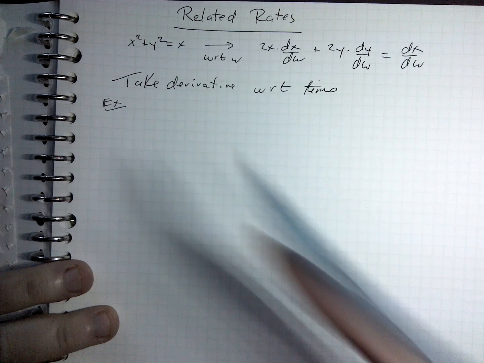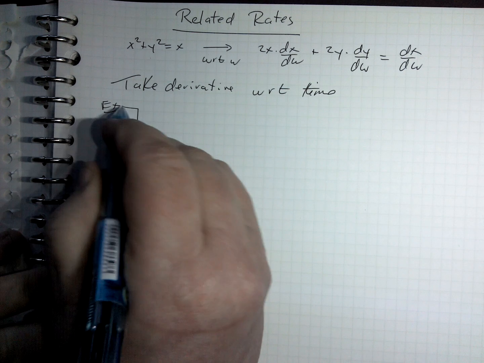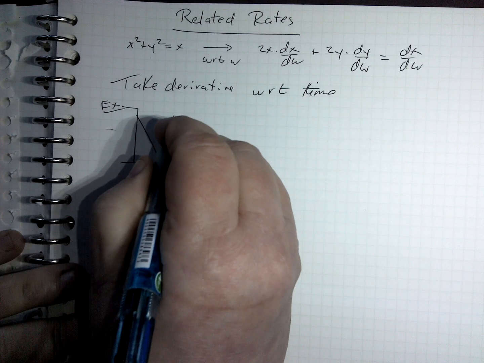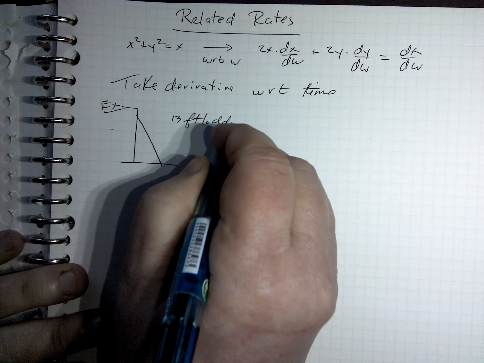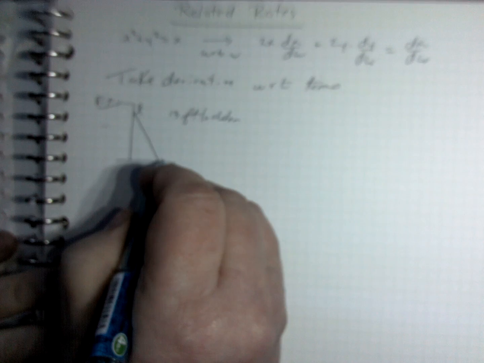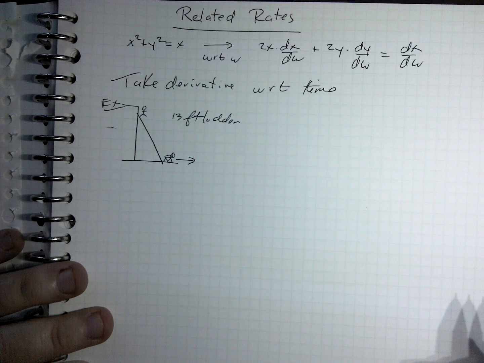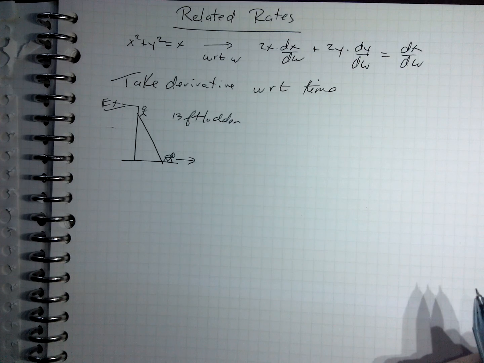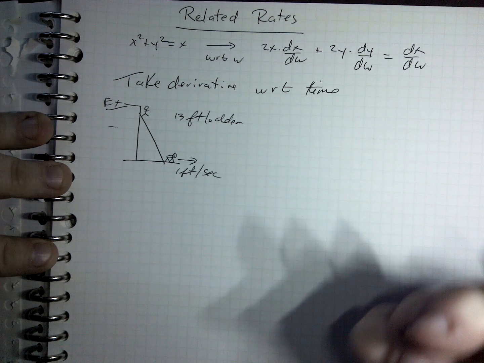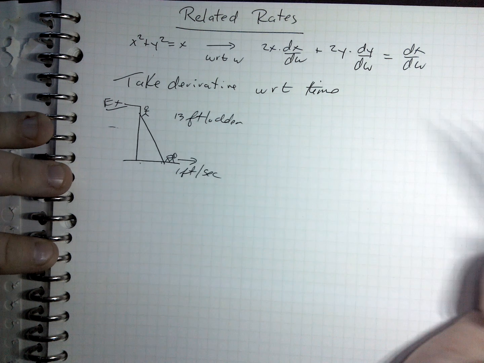So let's say you're standing on a ladder. Let's draw. There's a building. There's a ladder. We're going to call this a 13-foot ladder. So let's say you are standing on a 13-foot ladder, and your puppy dog, who doesn't like you, starts pulling it this way at a rate of, let's say, 1 foot per second. My question is, how fast are you falling once the bottom of the ladder is 5 feet from the wall?